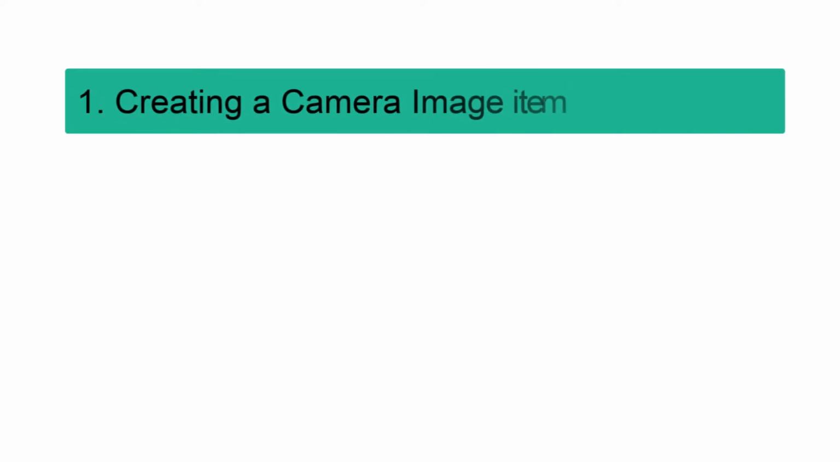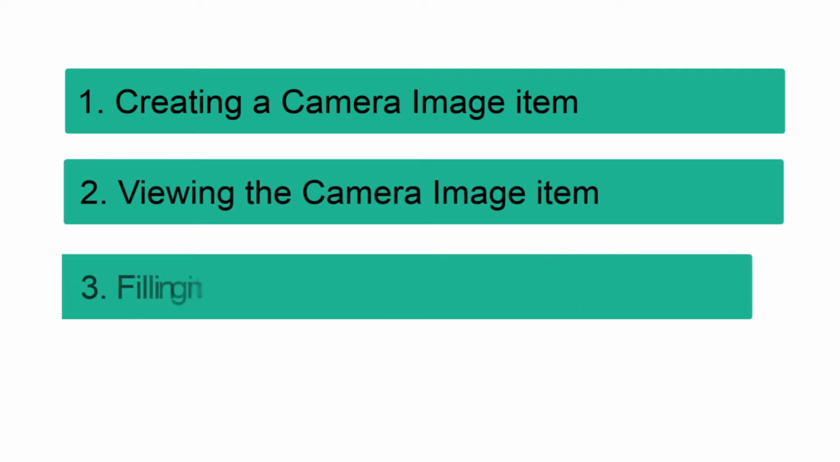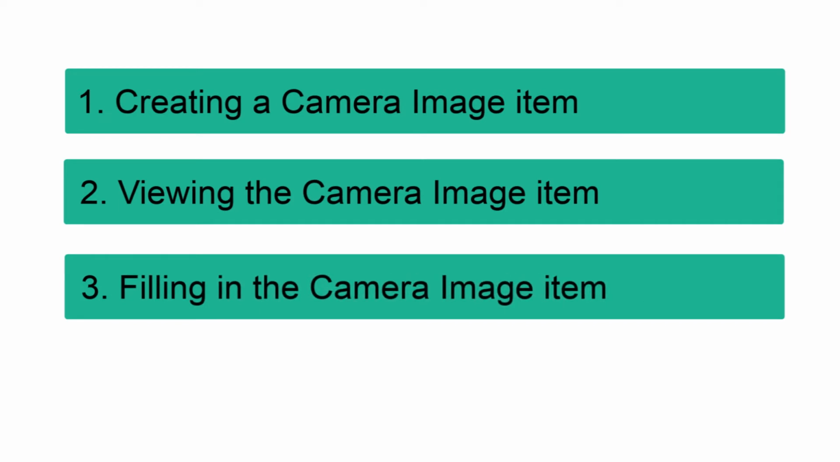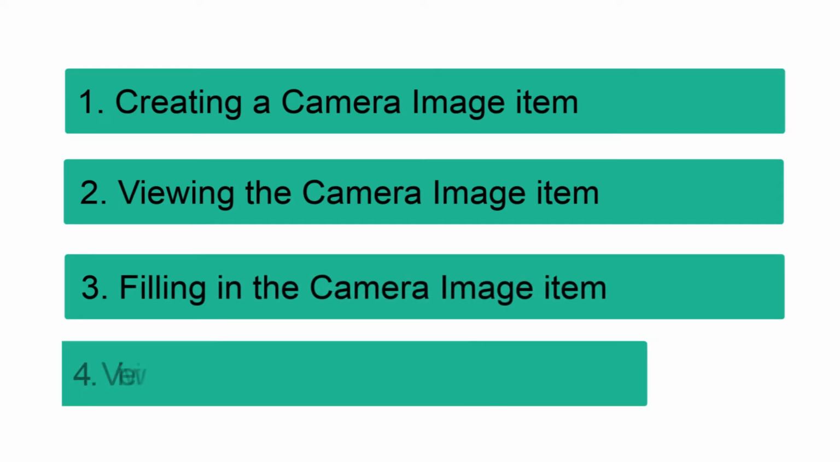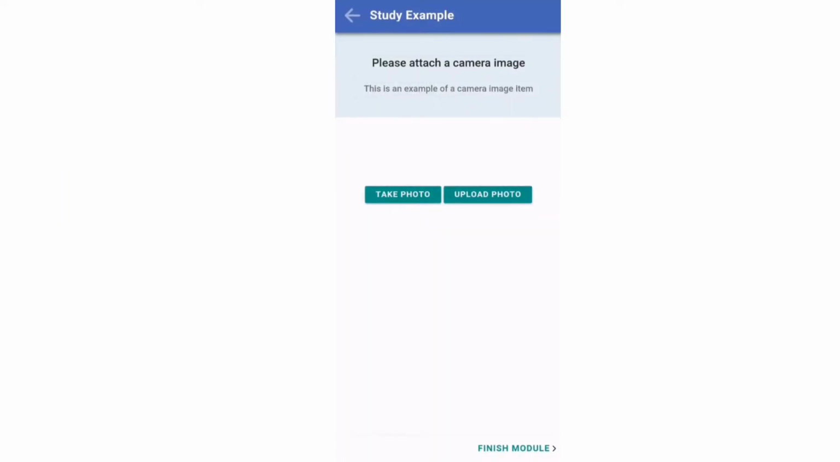In this video, we will show you how to create a camera image item for your experiment, how the participant can view the camera image item, how the participant can fill in the responses for a camera image item, and how to view and download your data metrics. A camera image item enables the participants to take or upload a picture from their phone gallery as a response. Let's go over an example.